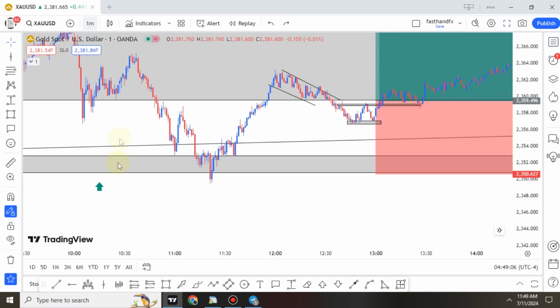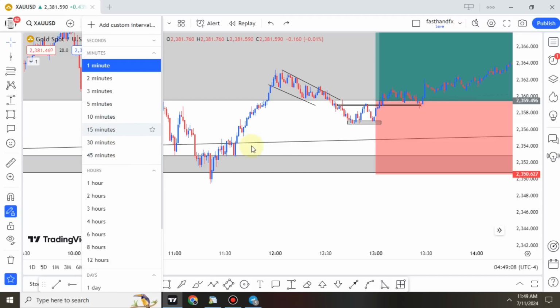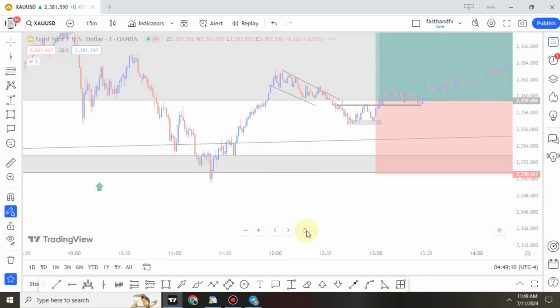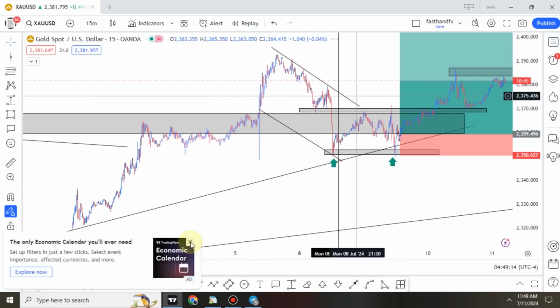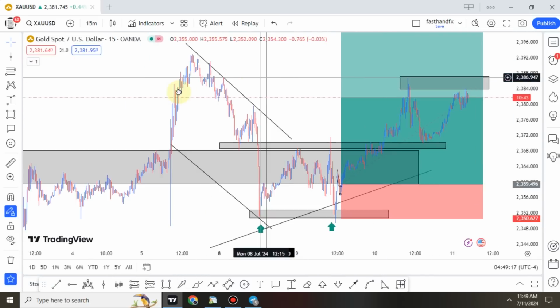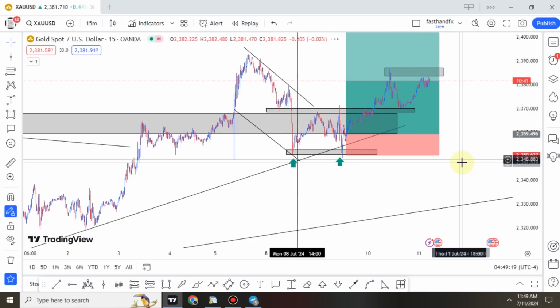Then let the market do its thing. Let it go. Let's take it back to the 15. Let the market do its thing. And as usual, guys, once you see the market pushing or pulling back, don't kill yourself, don't panic, because we are in the right direction.